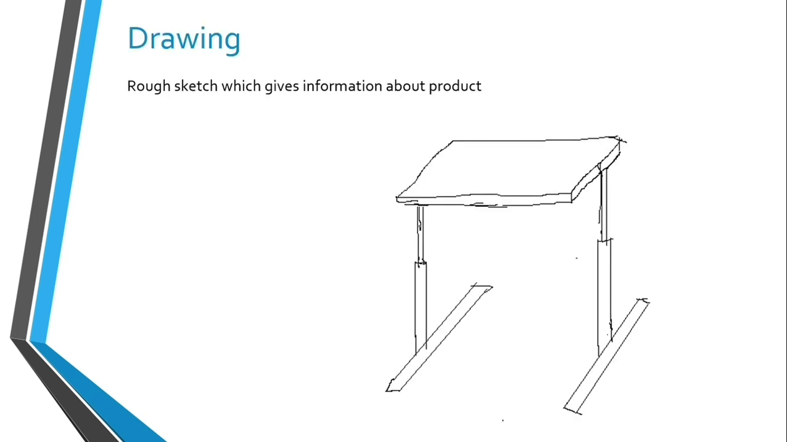Drawing is a rough sketch which gives information about the product. Just a rough sketch. Drawing gives only the information, like your idea. To show your idea, drawing is helpful. Like you draw something and you show people, this is my idea. That doesn't give any other information, like any dimensions or something.